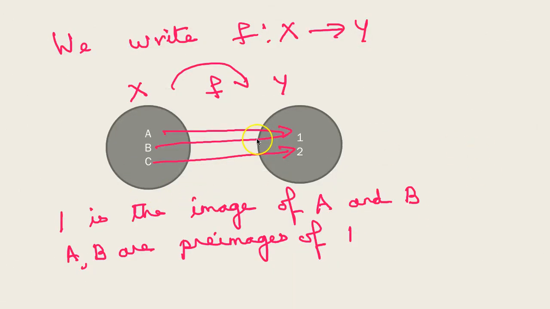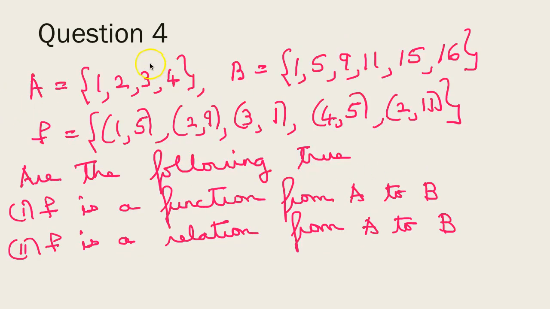So what happens here? f is a function from X to Y. We write f colon X arrow Y. This means f is a function from X to Y. Here a is assigned to 1, b is mapped to 1. So 1 is the image of a and b. And what are a and b? The pre-images of 1. Similarly, what is 2? The image of c. And what is c? The pre-image of 2.